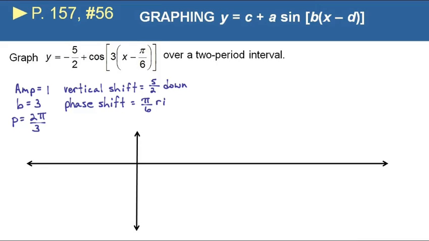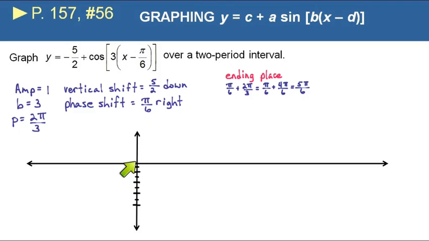Phase shift, you can look here and see that it's pi over 6 to the right. Because remember, this horizontal control works backwards. So negative actually means to the right. Now let's go ahead and calculate the ending place of our first cycle. If we take the starting place and we add a period to that, we'll need common denominators. 2 pi over 3 becomes 4 pi over 6. And so pi over 6 plus 4 pi over 6 makes 5 pi over 6, which is the end of the first cycle.